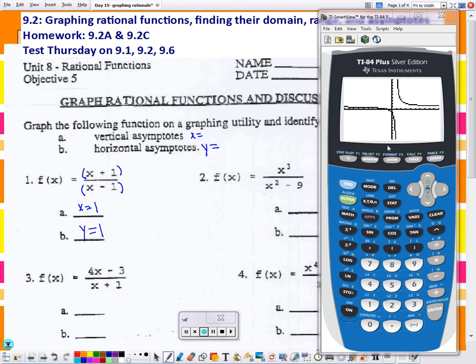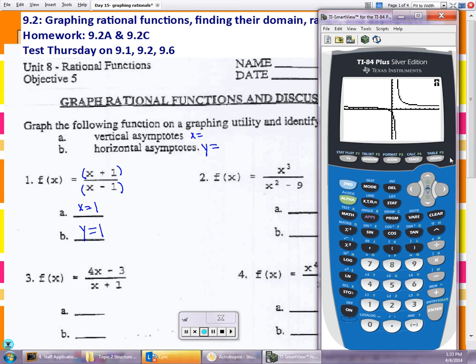Now, if I'm not sure and I want to double check, if I have access to my calculator, I can go and look at the table. And you'll see when x equals 1, I have an error. That's another way I can confirm I have a vertical asymptote. Now, for the horizontal asymptote, as you look at x going to infinity and negative infinity, you should see that the y values are trending towards 1. And you can see here they are.